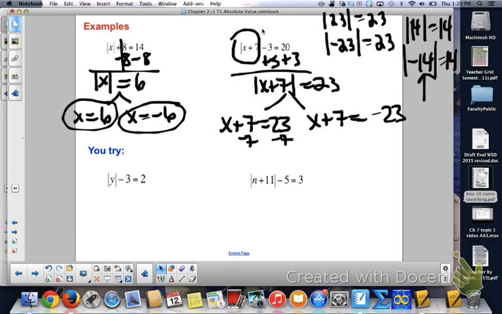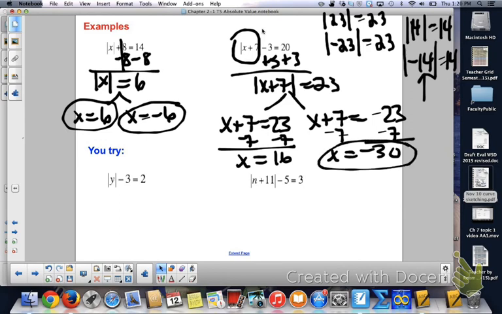When we subtract 7, we get 16. Here, when we subtract 7, we get negative 30. So negative 30 and 16. And that's it.